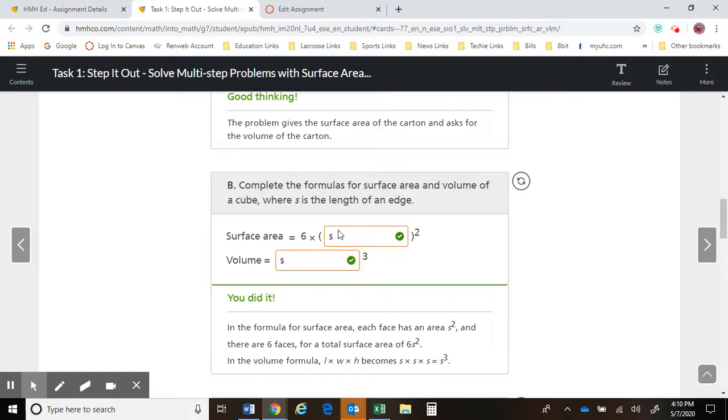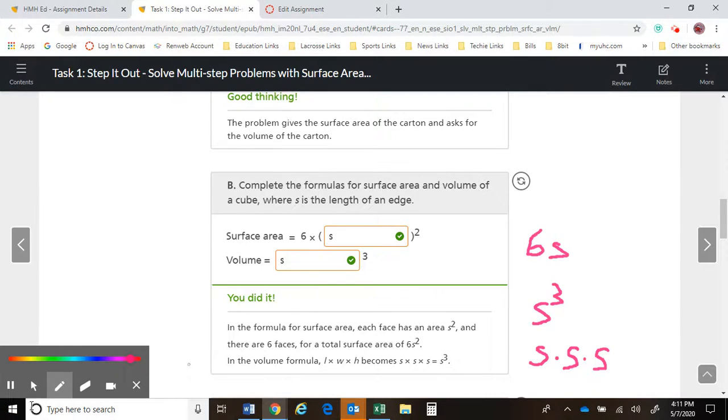You have to be really careful here because sometimes it looks a little confusing. For surface area, each face has an area of side squared, and there's 6 faces. So basically you're multiplying the side squared times 6, so 6s squared. But volume is a little bit different. This is a side length cubed, or S times S times S. You're going to see as we get into the problem what numbers we actually use for that.